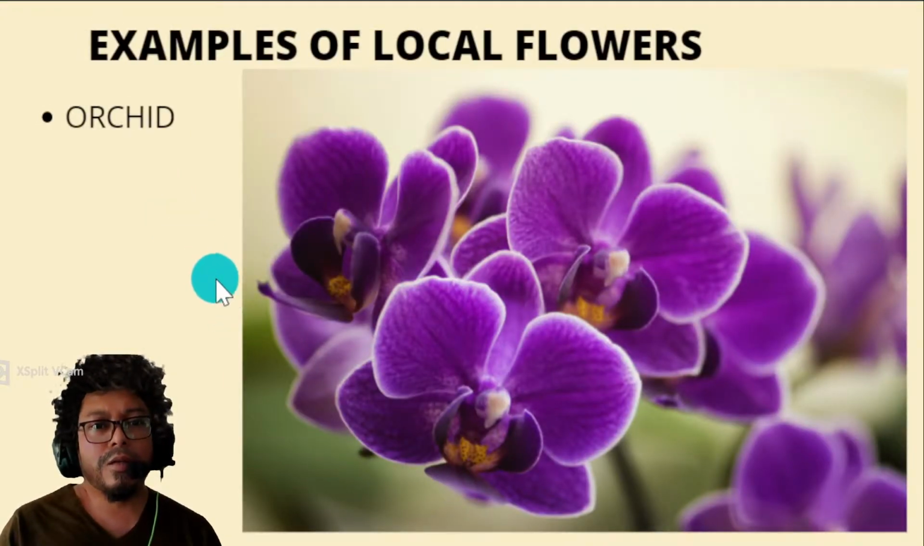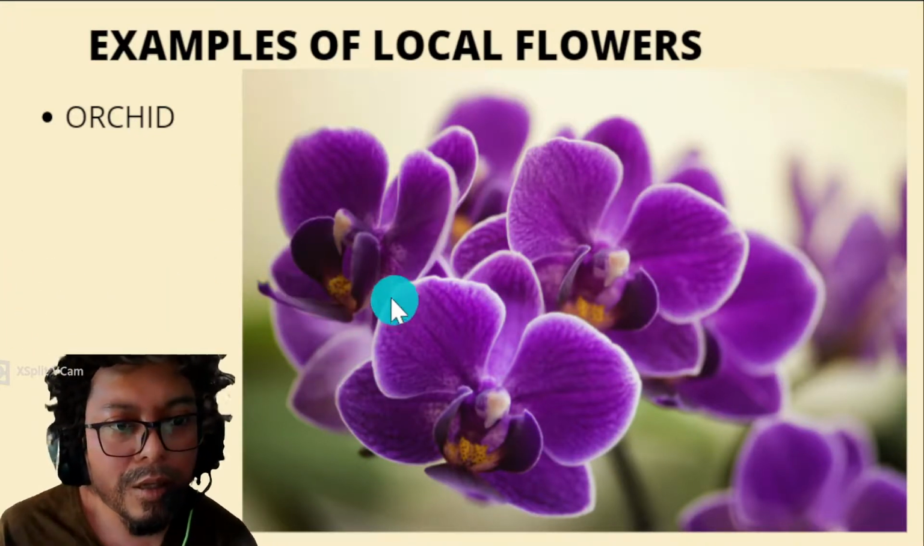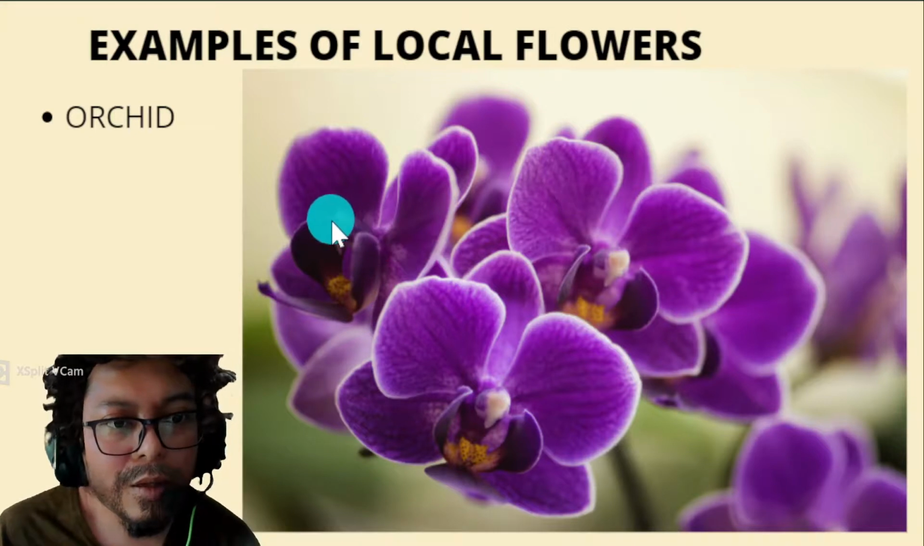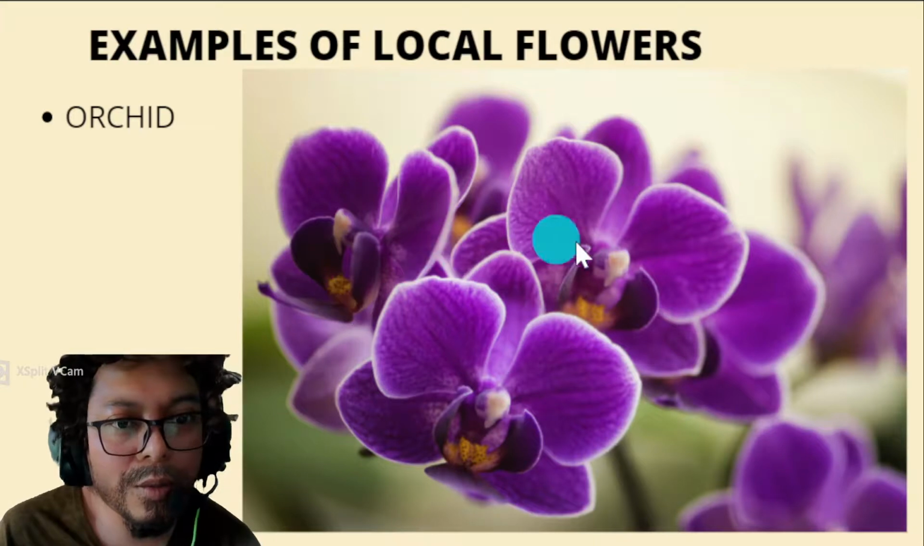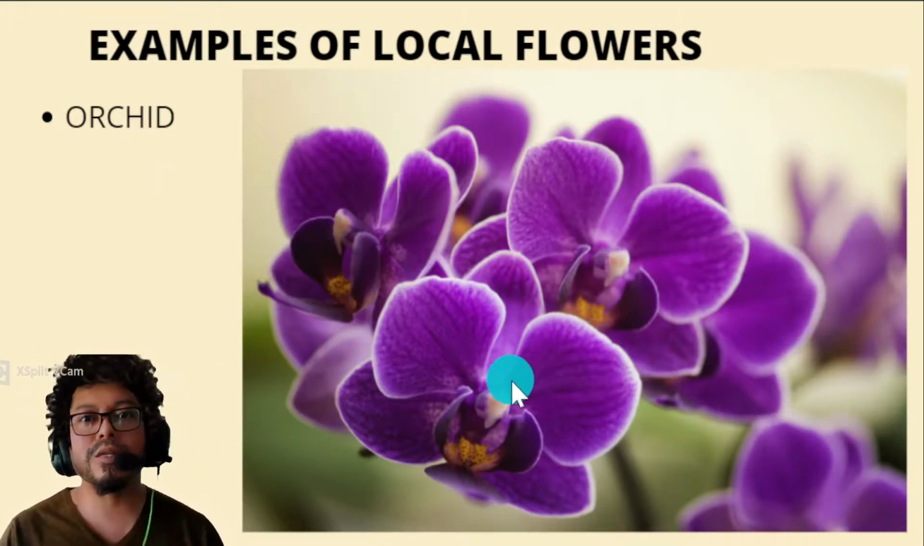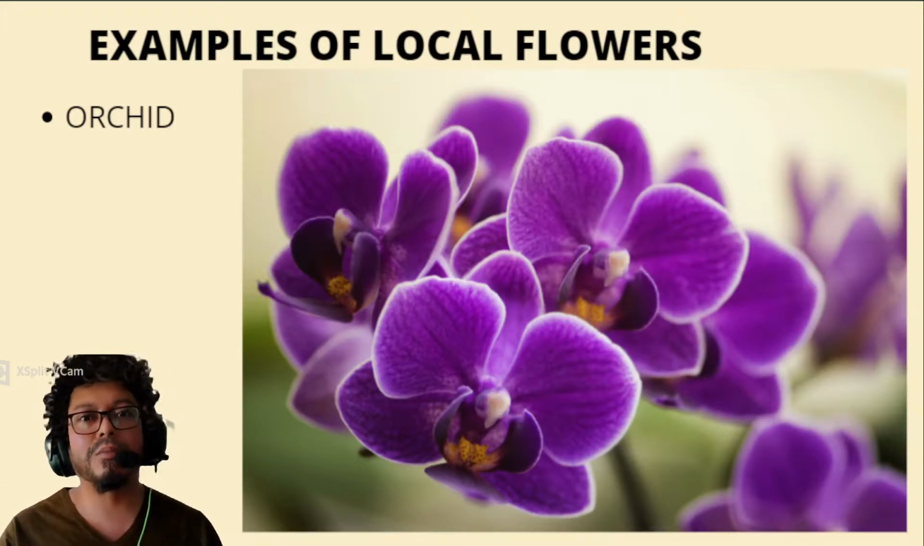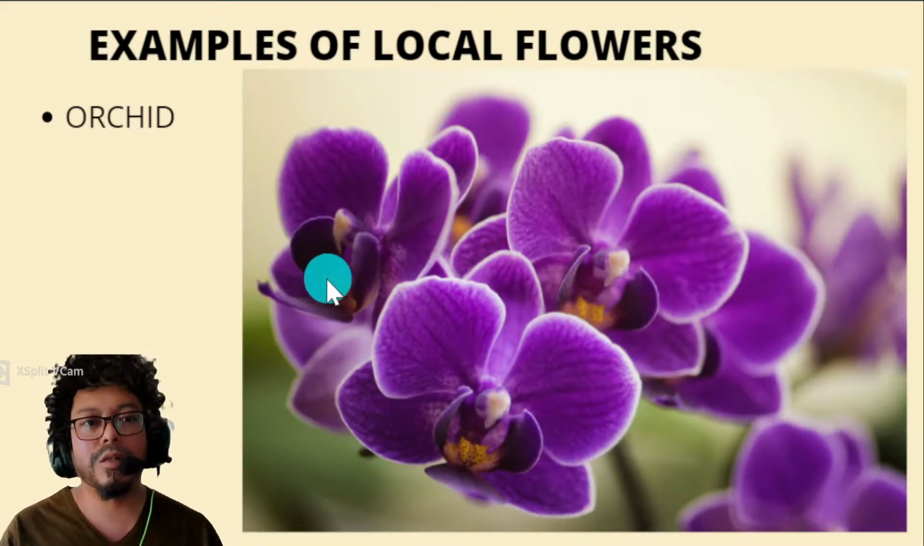Okay, another example would be orchid. I think orchid, this would be the petal. Can't really see. I think this is the pistil, and I'm not sure about this, but it has more or less the same parts. Every flower must have stamen and pistil, mesti ada, tapi yang mana satu cikgu kurang pasti.